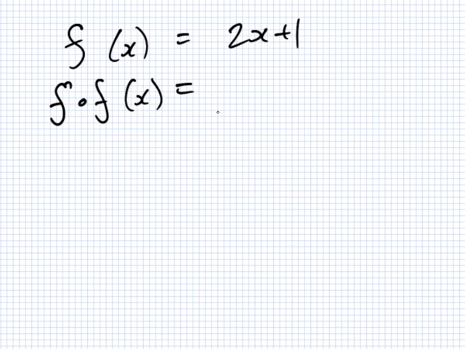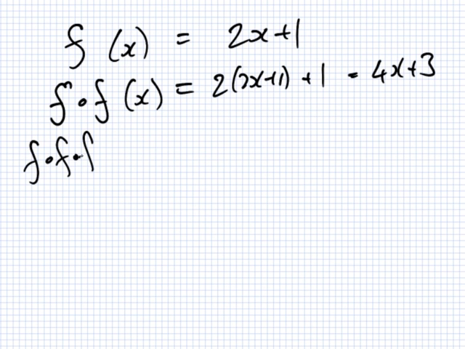Can you write it as 4x plus 3? Yes, 4x plus 3. Let's check. 2x plus 1 plus 1, which is 4x plus 3. Okay, f composed with f of x. 4x plus 3 times 2, yes, that's right. So that's 8x plus 6 plus 1, so plus 7.